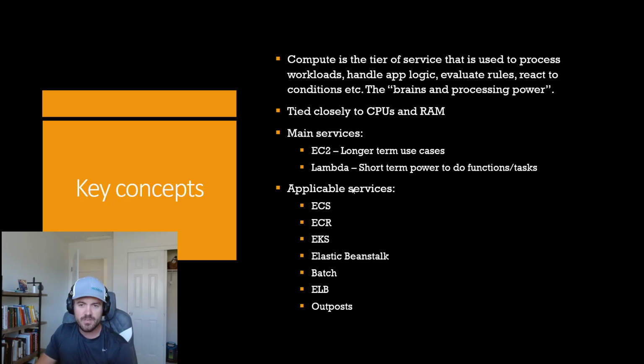Some other applicable services in this compute domain that we'll just briefly touch on so that you're familiar with them, but we don't necessarily need to go into the weeds with them, are ECS, ECR, EKS, which all really relate to containers, Elastic Beanstalk, Batch, ELB, and Outposts. Okay. We're probably going to spend 80% of the time here today on EC2 and associated features of that, like auto scaling and load balancing. So prepare for that. All right.